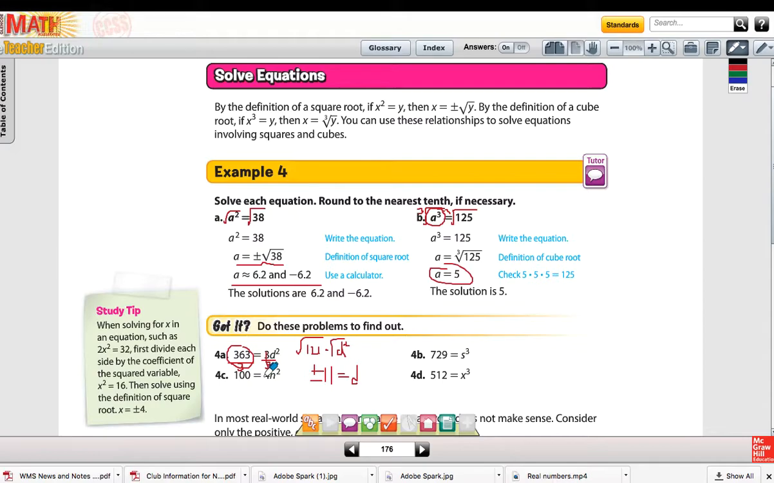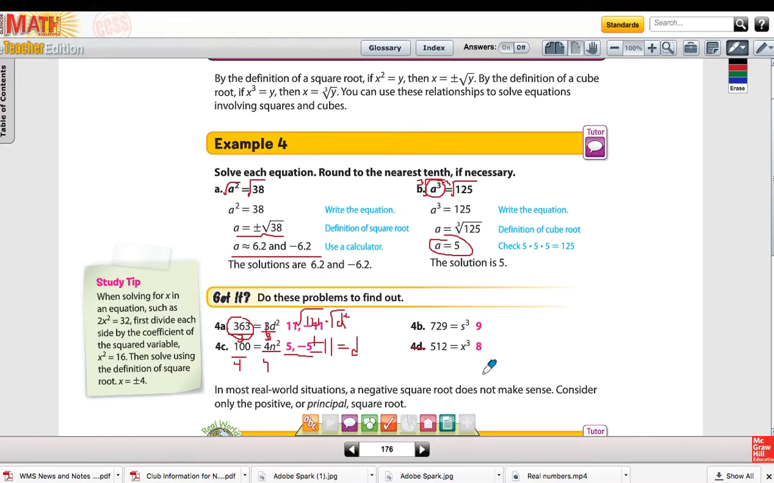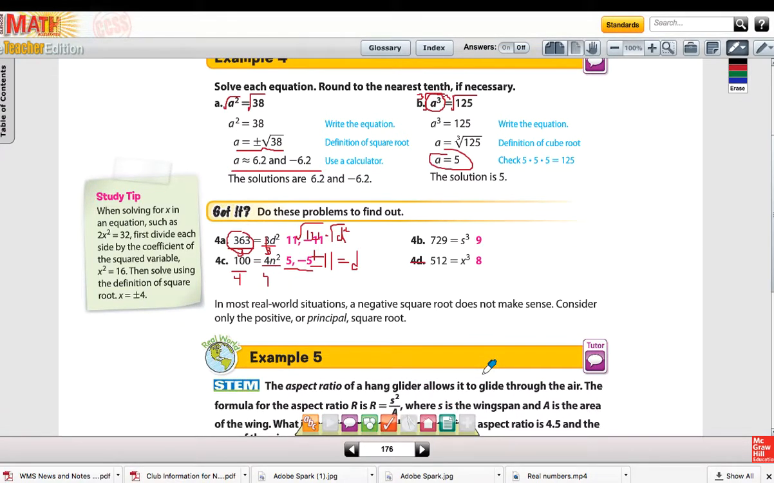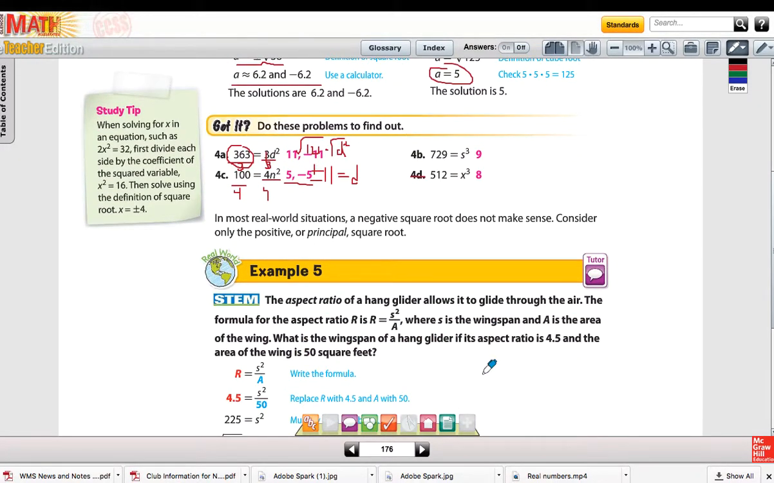Go ahead and try to do the other 3 on your own, and then press pause and press play when you're ready to see the answers. For 4b, 9 is the answer. 9 cubed is 729. In 4c, if you divide both sides by 4 first, you get 25 is equal to n squared, and the square root of 25 is 5 and negative 5. And then 512 is the cube of 8, so when you take the cube root of both sides, you get x equals 8.